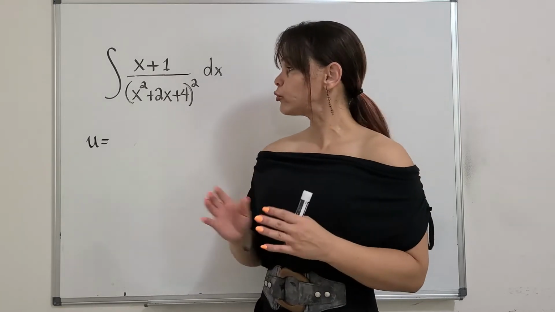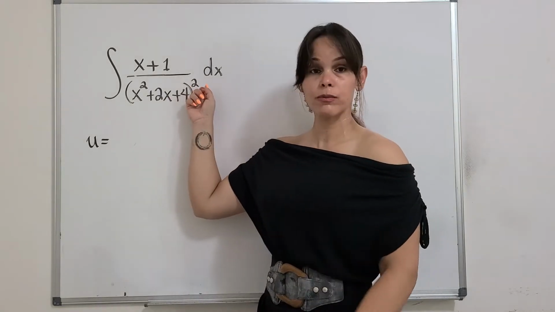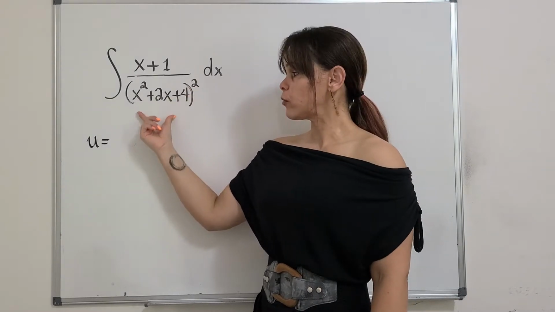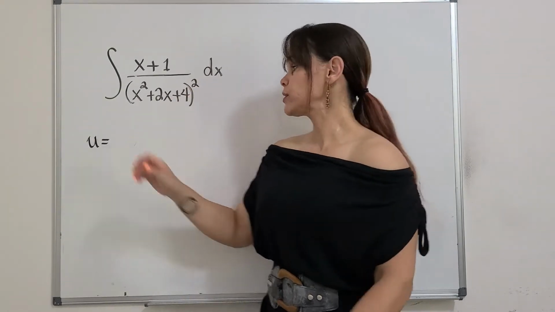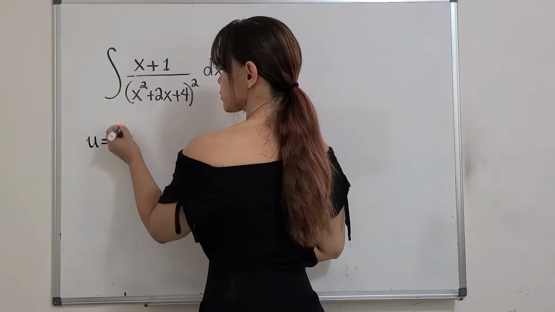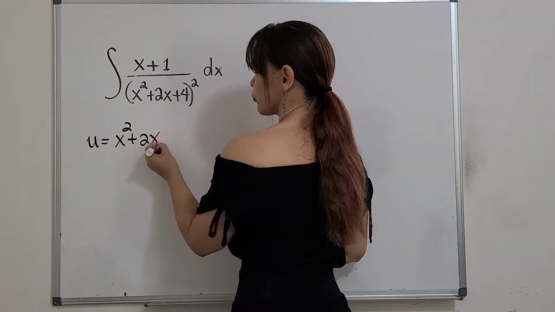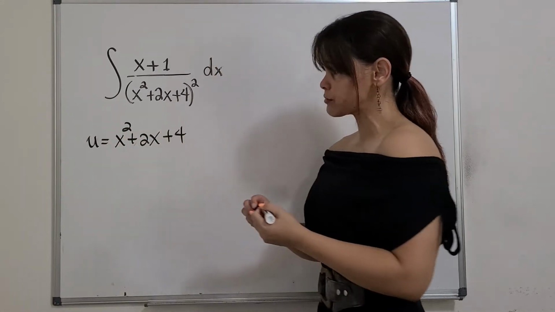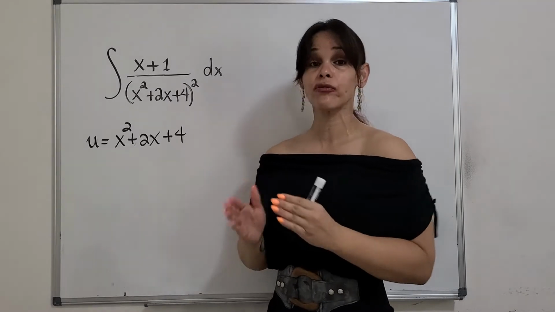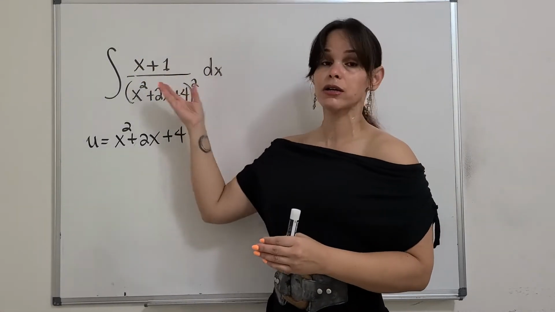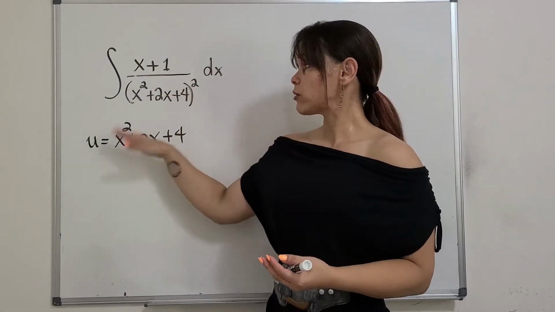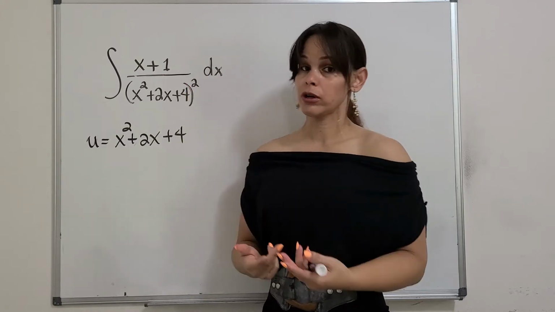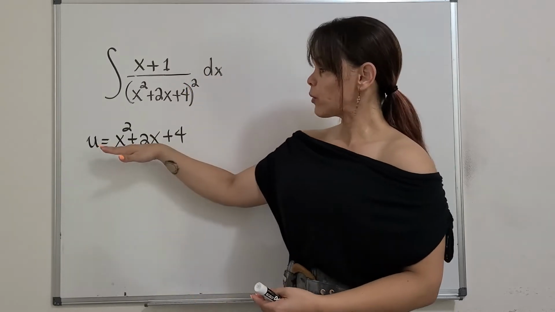So I'm going to choose the expression here, raised to the power 2. This is going to be what I'm going to name u. So u is going to be x squared plus 2x plus 4. And of course, since I'm going to do a change of variable, everything here is going to have to be in terms of u. So I need to figure out what du is going to be, the differential of u. So what do you do after this?